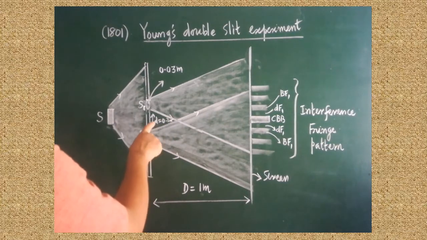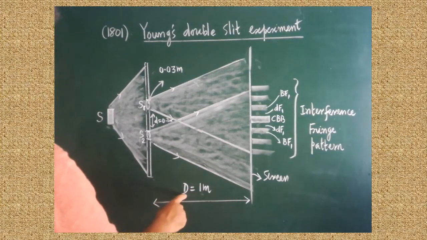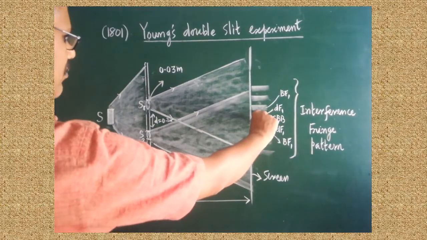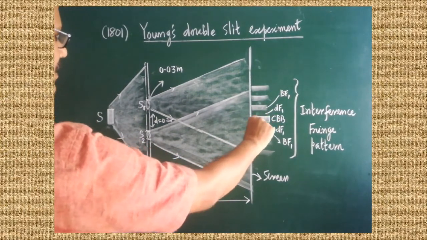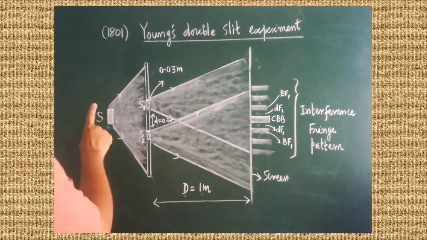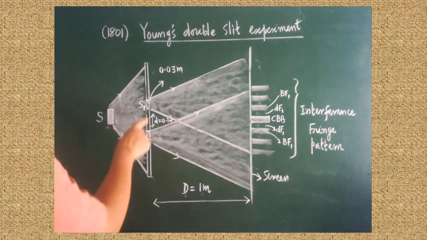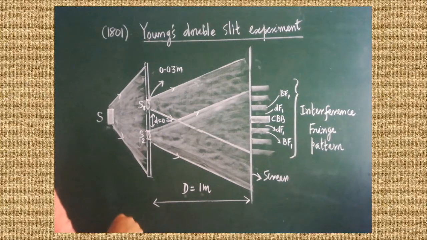Make a note, the distance between these two coherent sources must be represented by the letter small d. The distance between the screen and the coherent sources must be represented by capital D. Are you clear? Later we are going to measure the bandwidth. Here the width of the band is called bandwidth, represented by the letter beta. Here a single source, from there the light is split, the light is divided. That's why this is called the double slit experiment. It's a very primitive experiment performed by Thomas Young.